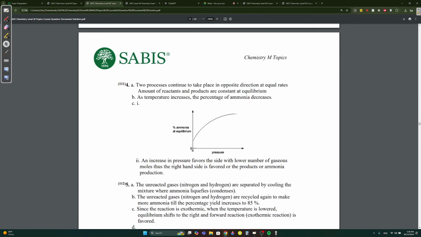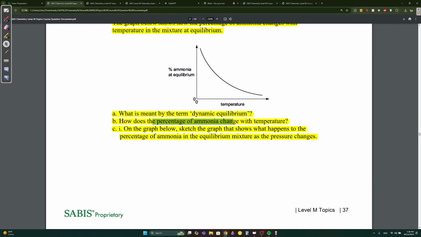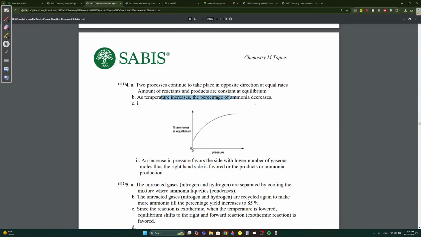Two dynamic processes happening at the same time. So two processes continuing to take place in opposite directions at equal rates, and the concentration remains constant. The rate is equal. How does the percentage of ammonia change with temperature? If you look at this, as temperature increases, ammonia decreases.